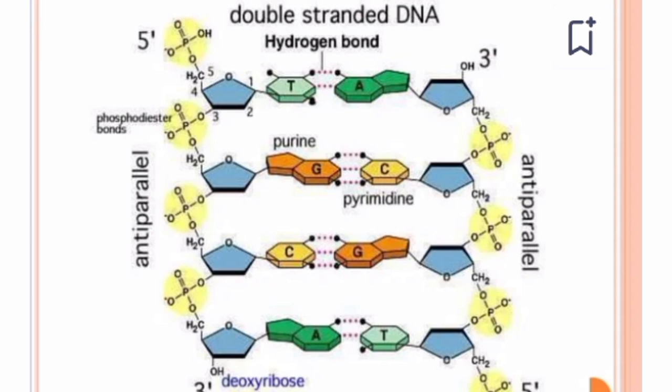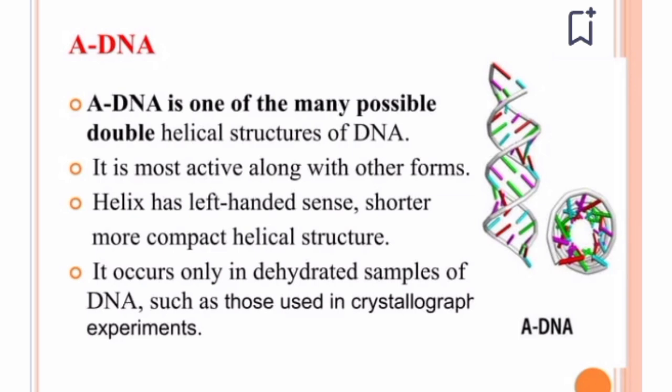Nucleotide means pentose sugar, base and phosphate. So these of the DNA is associated with the conformational variation of DNA. The double helical structure of DNA exists in at least 6 different forms, that is A to E and Z. Among these, B form is the most important. So first one is A form.